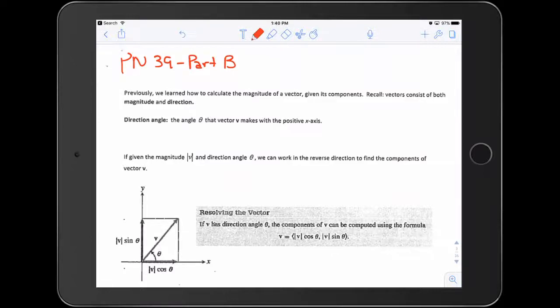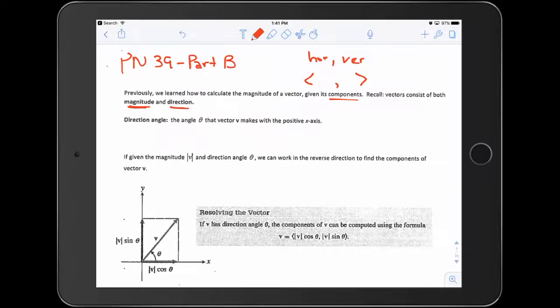Okay, so previously we learned how to calculate the magnitude of a vector given its components. Every time you hear the word components, know that we're talking about this form, where you have the horizontal and the vertical movement of that vector to give it that length and that direction. Recall again, vectors consist of both magnitude and direction.